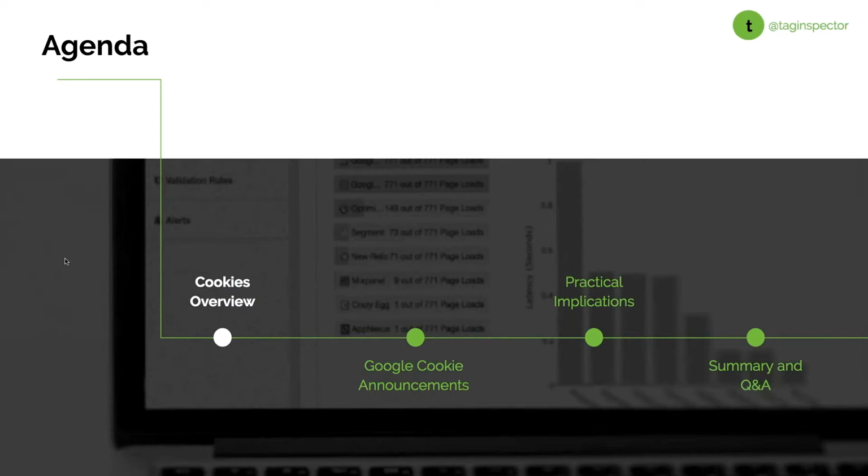We'll then get in specifically to the Google cookie announcements. That's going to be both the most recent Chrome updates with respect to how different types of cookies need to be labeled in order to be accessible in users' browsers, as well as some of the more recent news from the past month, Google's announcements around trying to phase out third-party cookies over the next couple of years. We'll then dig into some practical implications and then wrap it up with the summary and Q&A.